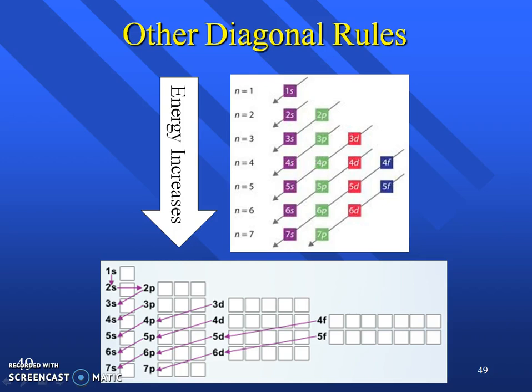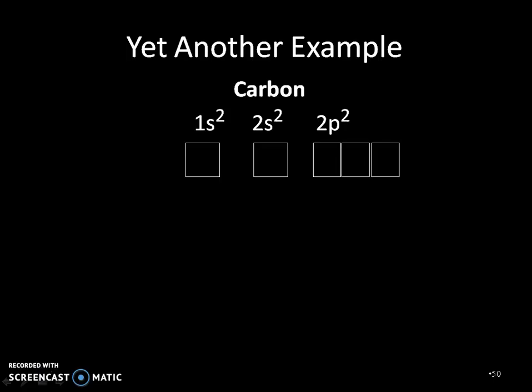So we also want to remember again that your diagonal rule is being filled by increasing energy going down, right? So 1s has the least amount of energy versus your 7p has the most amount of energy. So here's yet another example of carbon, and I'm showing you this because we dealt with carbon in chapter 24 when we dealt with organic. So why does carbon do what it does?